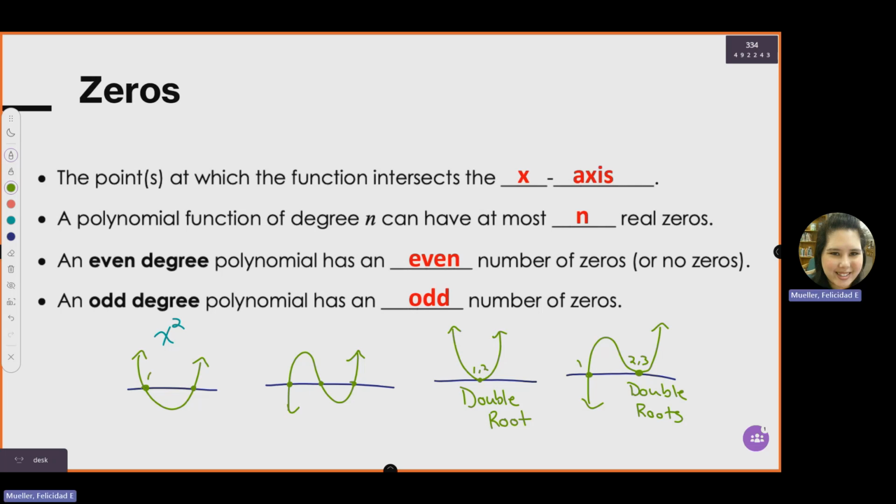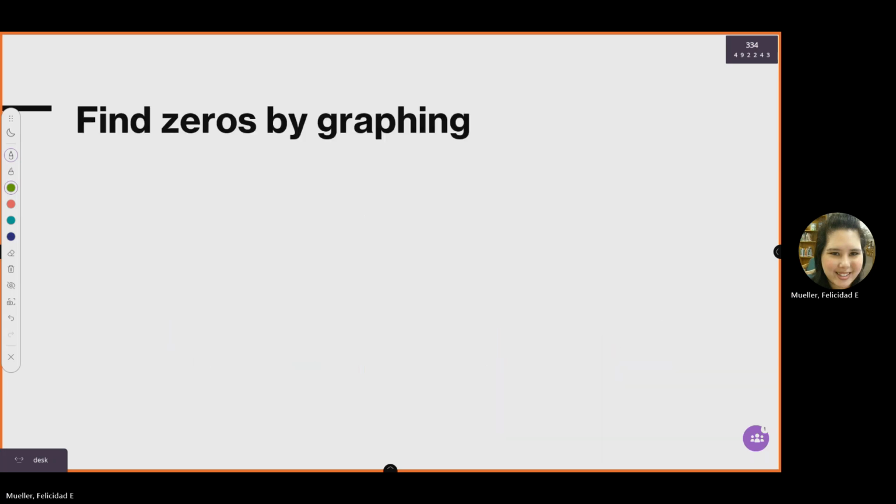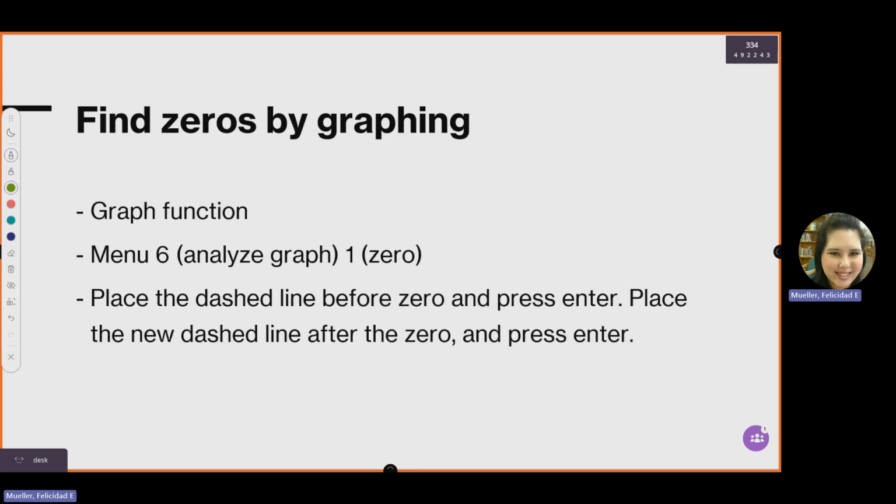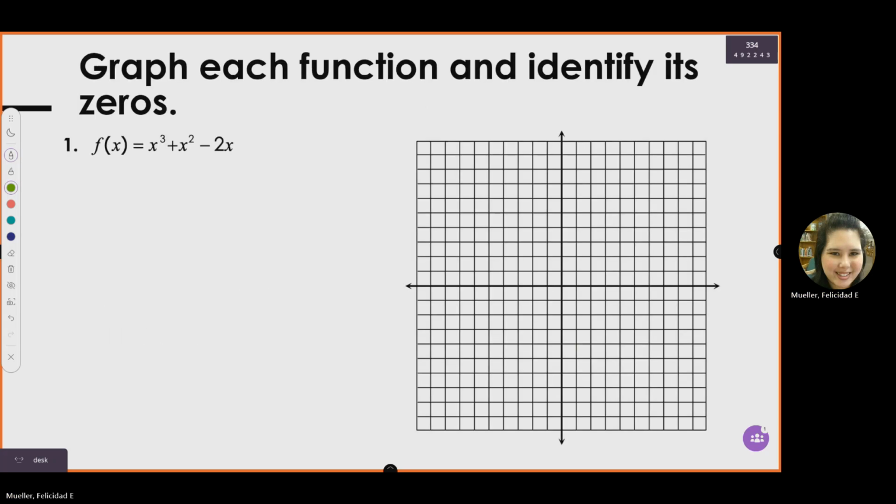So this here would be 1, 2, 1, 2. But yes, if it touches on the x-axis and then what we call bounces away from the x-axis, it is going to count as a double root. So if we were to graph these using the school calculator, we would do menu 6-1 for zeros on Desmos and it automatically marks them for us. So here we have x cubed plus x squared minus 2x.